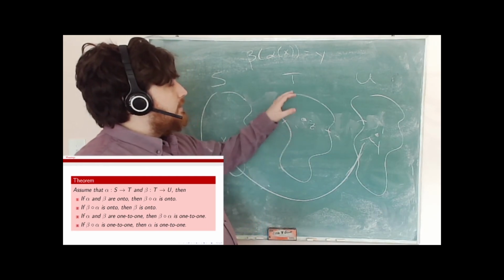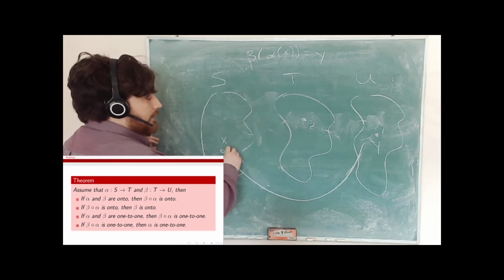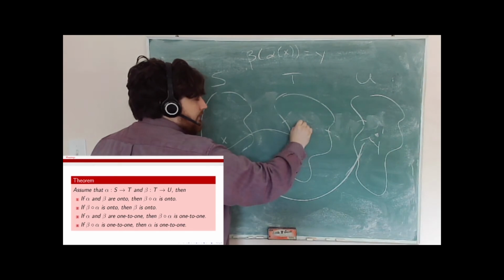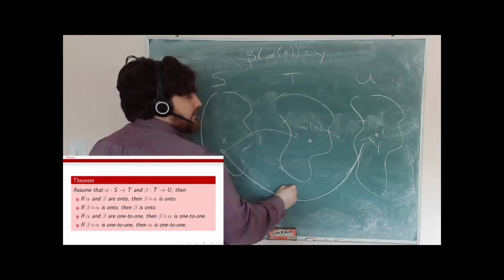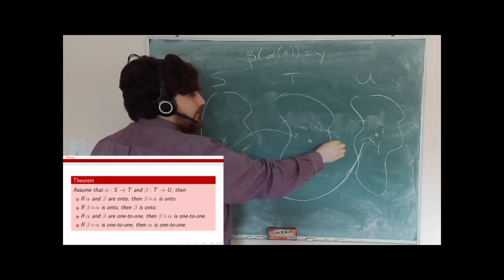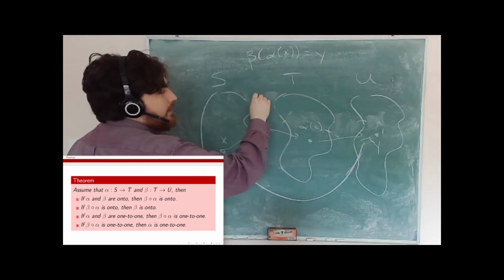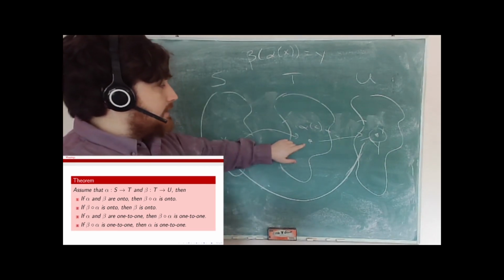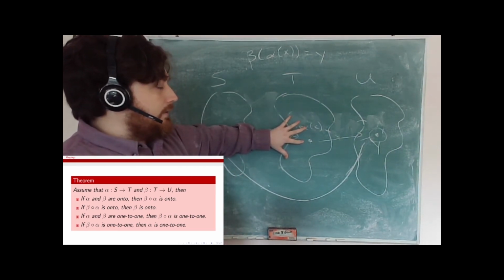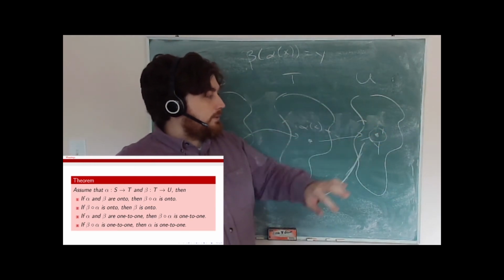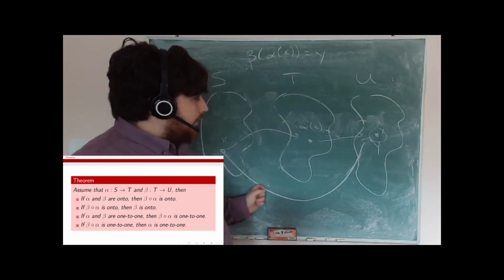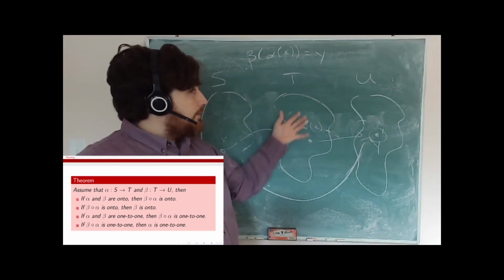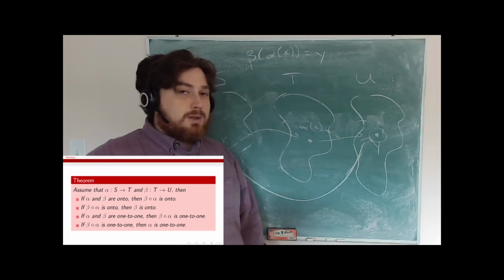Well, notice there isn't actually a lot of work to do here because alpha of x has to be equal to something. So alpha of x is in T, and beta of alpha of x is equal to y. Hence, for every y in U, there exists a z in T, namely alpha of x, which gets mapped to y. So if beta of alpha is onto, beta had to be onto, because there had to be something in T which then got mapped to that y.